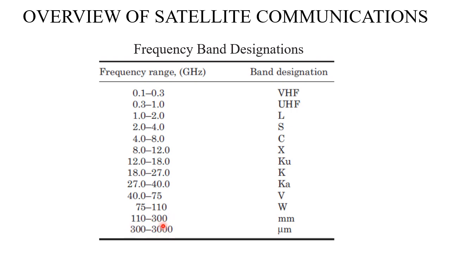300 to 3000 gigahertz, this huge range is actually called the micrometer band, and we are not going to give you a very brief idea about what is the utility of that particular band, but nowadays this particular band is very much useful for night vision camera or night vision system design.